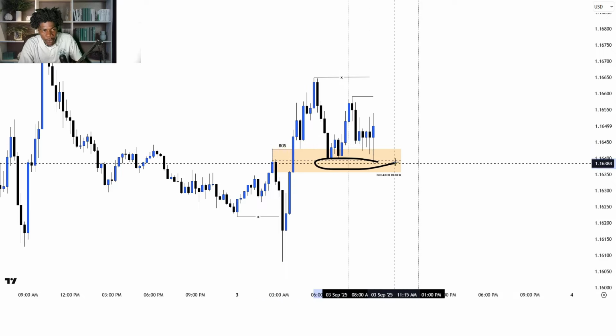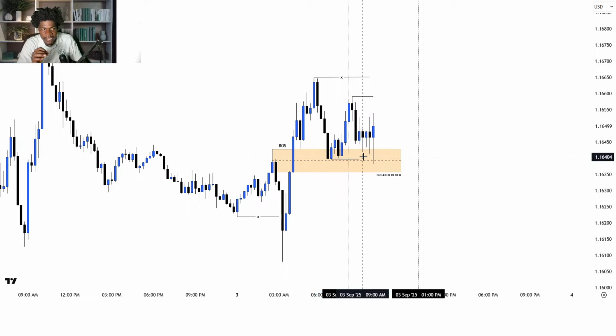Now we see that price pushed down lower and mitigated the 50% inside of our breaker. Now we can scale down either on the 5-minute time frame, the 3 or the 1-minute time frame, whichever one is cleaner to you.